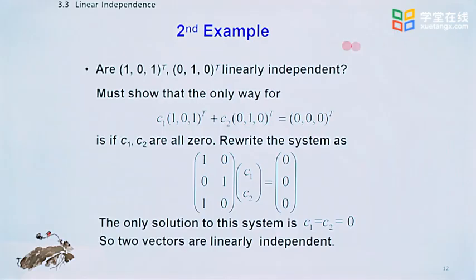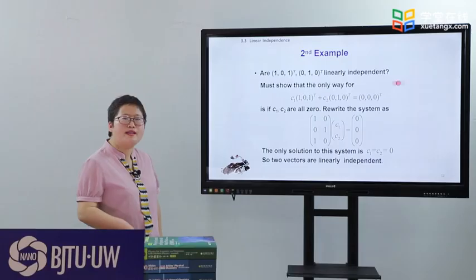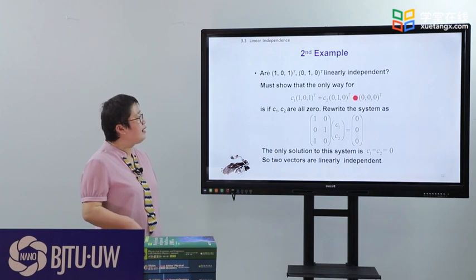And for the second one, you also consider this linear combination equals the 0 vector. So it is c1 times the first vector, 1, 0, 1, plus c2 times the second vector, 0, 1, 0, equals 0, 0, 0. You consider this homogeneous linear system, and it is easy to find that the only way for this system to hold is that c1 equals c2 equals 0. So this system has only the trivial solution. So these two vectors are linearly independent. Only the trivial solution refers to linearly independent.